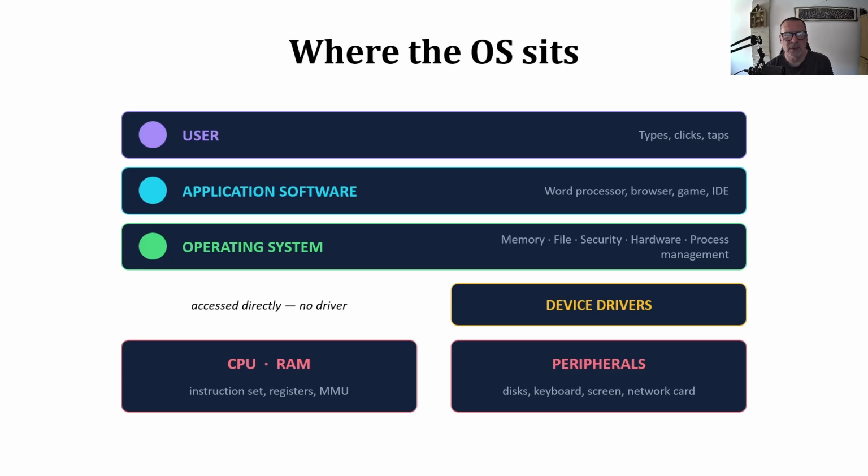So we can view it like this. We have users that are typing, clicking and tapping the screen, and we have application software like word processors, browsers and games. And they sit on top of the operating system. So the operating system is there in the middle between the users, the applications, and the actual hardware underneath. And to access some of that hardware, like peripherals, we need device drivers because they can all vary. They're very different. Every single peripheral could be different. But for things like CPU and RAM, we don't actually need device drivers because they're standard and the machine itself understands those directly.